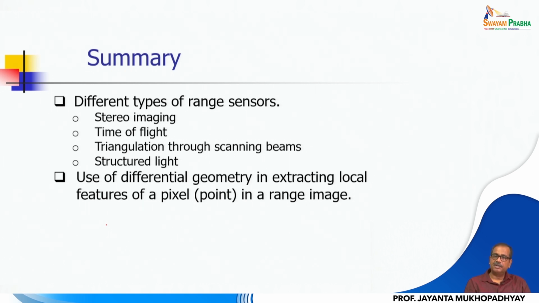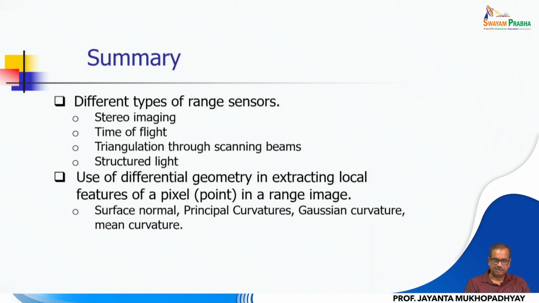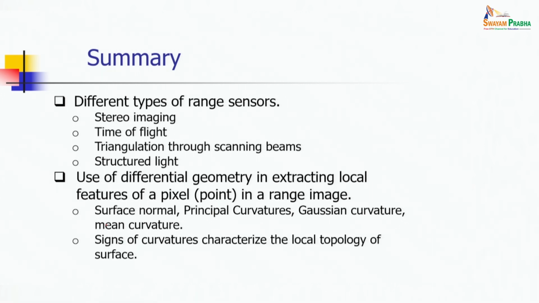Then we also discussed the use of differential geometry in extracting the local features of a pixel. In a range image particularly, we have shown how curvatures could be estimated and how they could be used for interpreting the local topology. So these are the certain things we can compute: surface normal, principal curvatures, Gaussian curvature, mean curvature, and using signs of curvature, we can characterize the local topology of a surface.